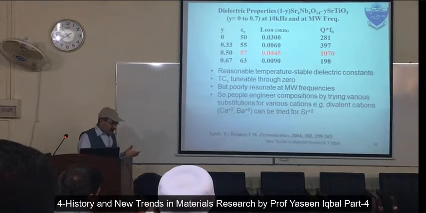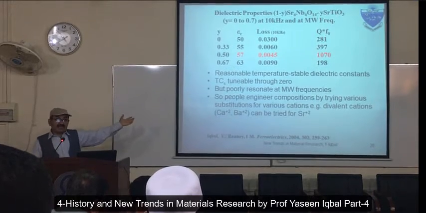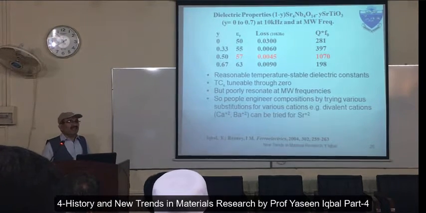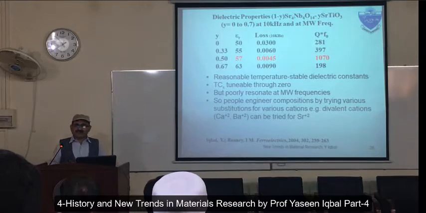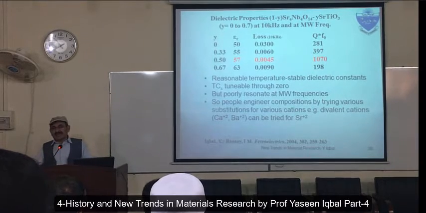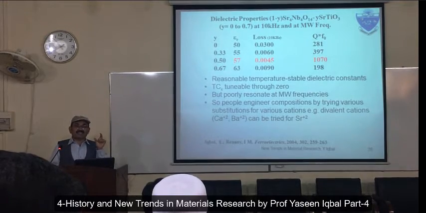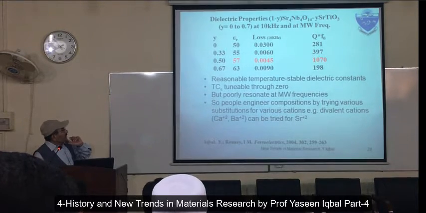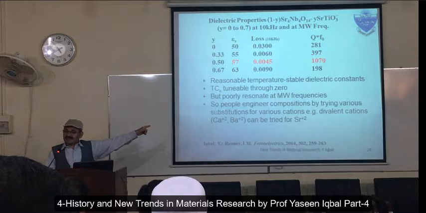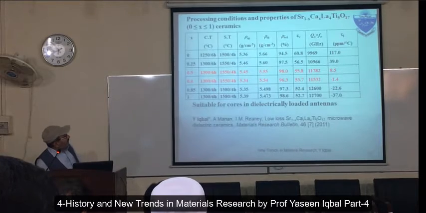There are always specific benchmarks for commercialization of material. For commercialization, this material required a dielectric constant between 40 and 50, for example. The quality factor close to 10,000 gigahertz. Temperature coefficient of resonant frequency plus minus 10, right? My quality factor was very poor, and I succeeded in making single phase material. Then where should I go? I go to the other materials.